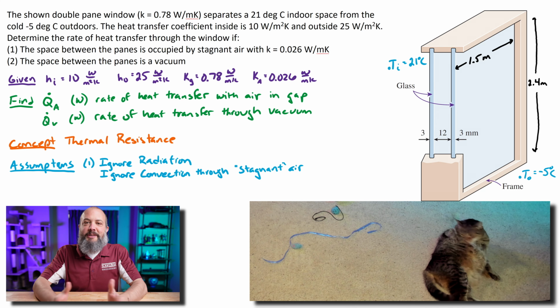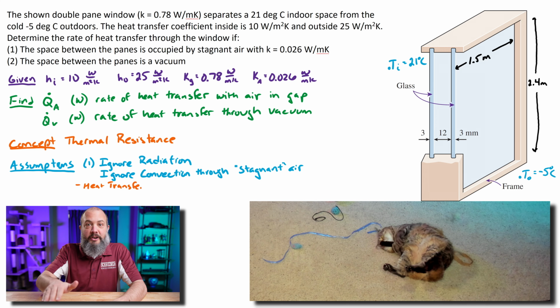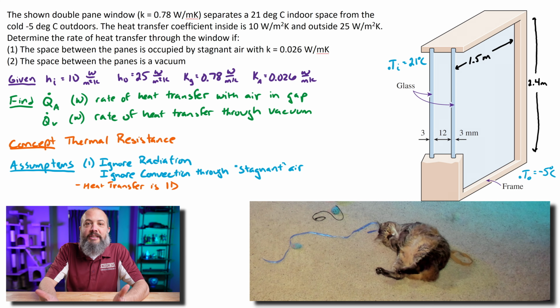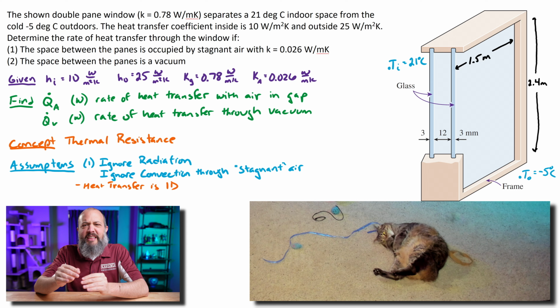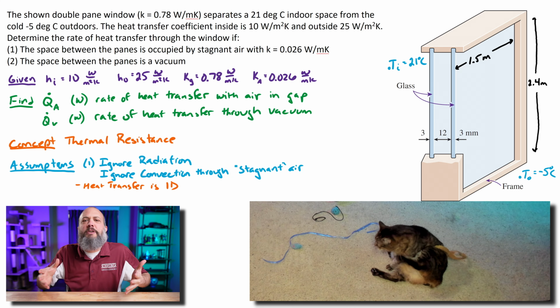And some good assumptions to make for every problem is that we're going to assume that heat transfer is one-dimensional. We're only looking at basically the horizontal direction. And that essentially means we're ignoring everything that happens at the very top and the very bottom of the window. We're only looking at what is happening horizontally through the middle.